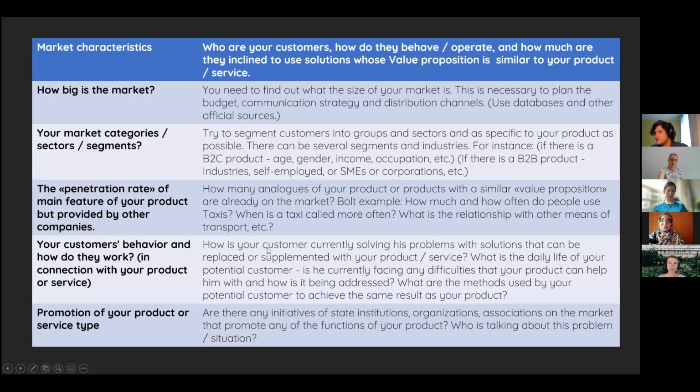So it means, how is your customer currently solving his problems with solutions that can be replaced or supplemented with your product or service? Which means that it's completely different, but he still manages to bring the same value with a different thing. What is the daily life of your potential customer? Is he currently facing any difficulties that your product can help him with, and how is it being addressed? What are the methods used by your potential customer to achieve the same results as your product?